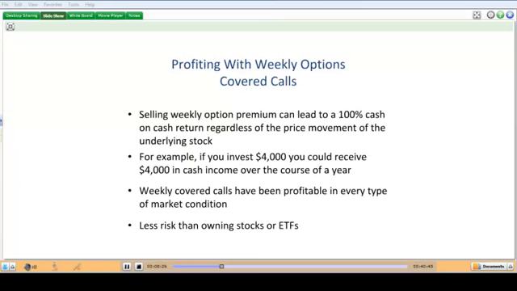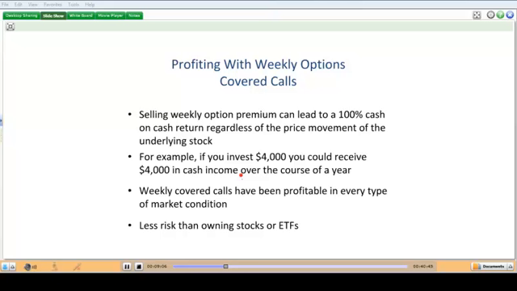So selling this weekly option premium can lead to a 100% cash-on-cash return regardless of the price movement of the underlying stock. So for example, if you invest, let's say $4,000 in a weekly covered call trade, you could receive up to $4,000 in cash income over the course of a year. Now you get to keep that cash income no matter what happens to the underlying stock or ETF. So a lot can go bad with your trade, and you're still going to make money with this strategy.